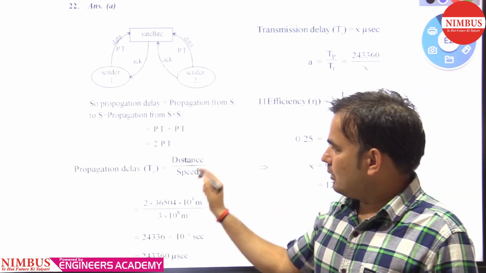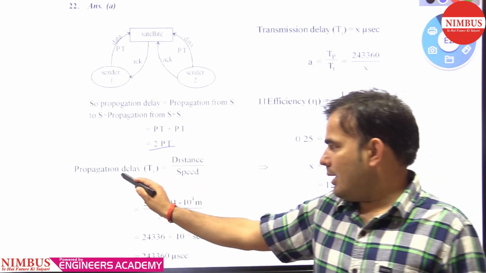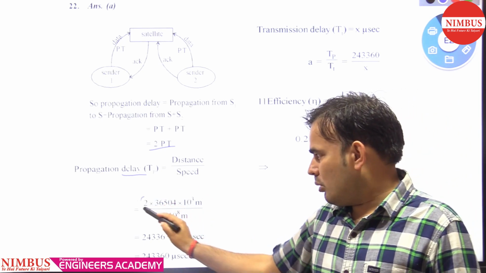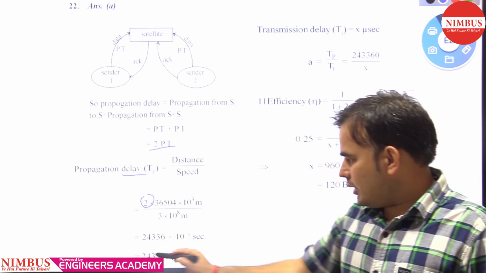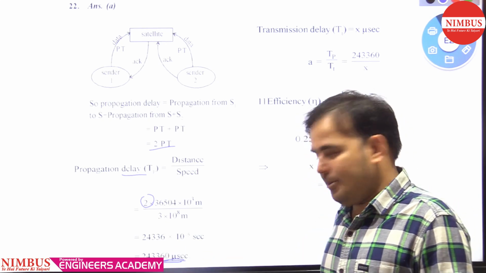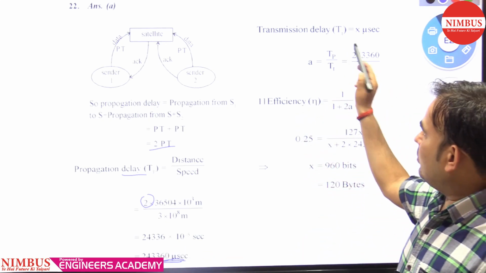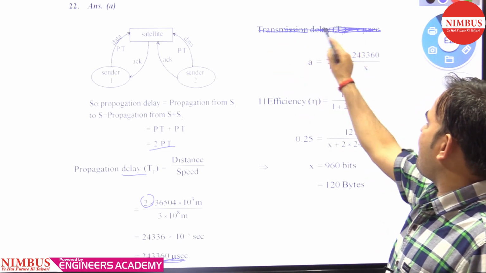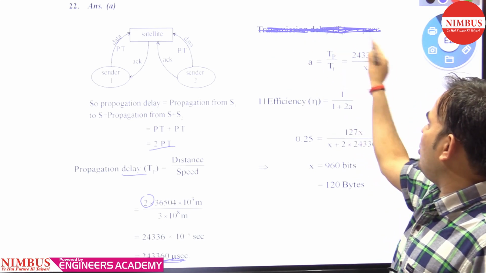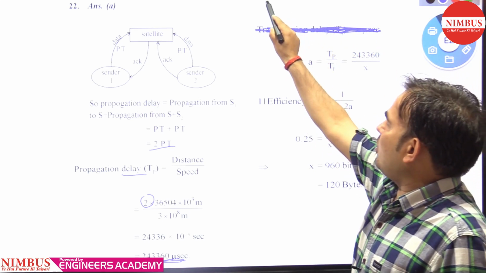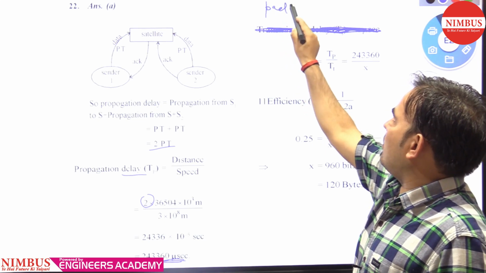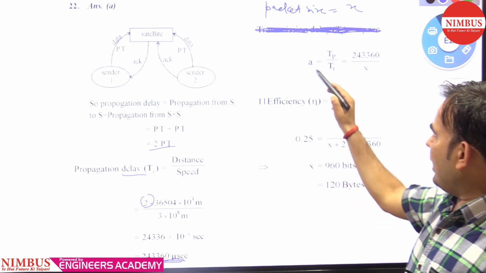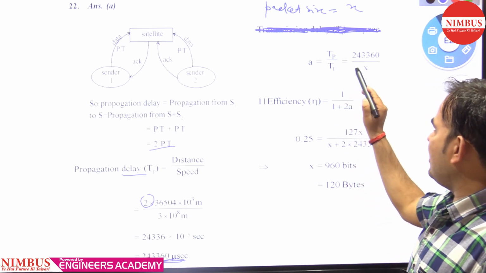2 PT. Propagation delay equals distance upon speed. They multiplied directly with 2, so this is the total propagation time. Here, according to my solution, you need to consider the packet size as X. So a equals propagation time upon transmission time.